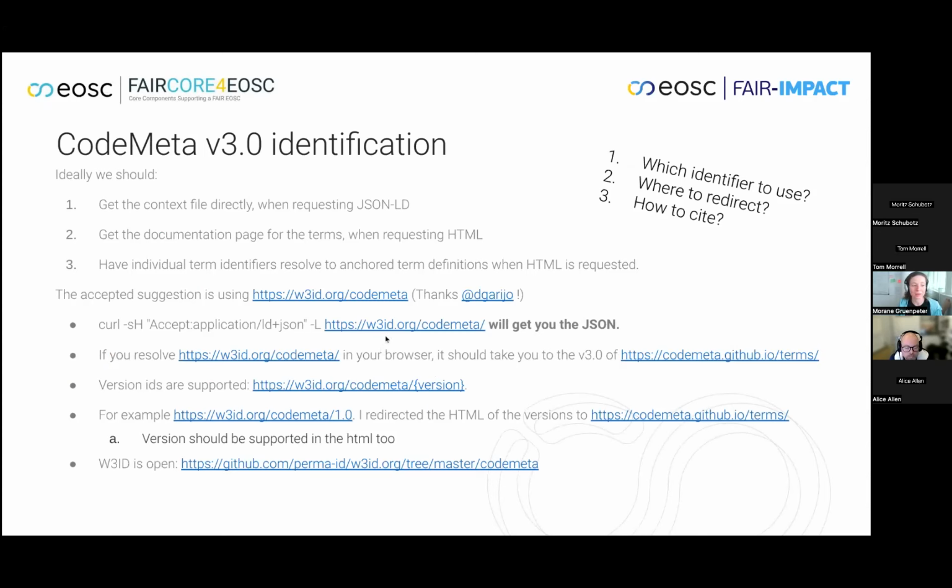So why is it important to identify the vocabulary? First, because we want to get the context file directly when requesting JSON-LD. We want to get the documentation page for the terms when requesting HTML. And some of us also want to have individual term identifiers that resolve into these term definitions in the HTML that's requested. Some questions arise from that, such as which identifier to use. So that's actually resolved, but then where to redirect and how to cite it are other questions that we have in mind. And we will also inform you what we can do next.